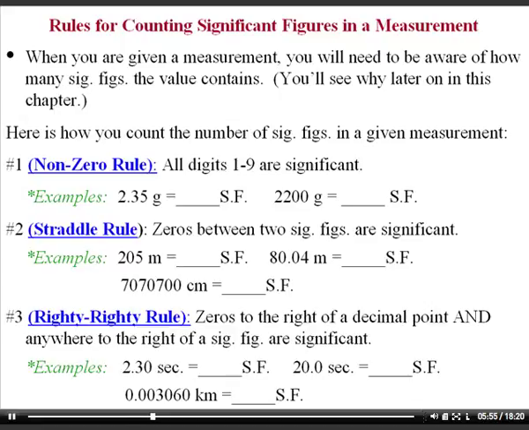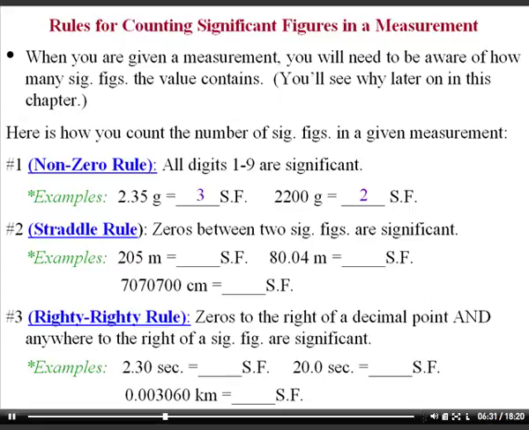So if you had a scale that read 2.35 grams, it would have a grand total of 3 sig figs. If you had a scale that only read 2,200 grams, you would have to assume that it only had 2 significant figures in that measurement. So maybe it can only measure to the nearest 100 grams. So it's either 2,200 grams or 2,300 grams or 2,100 grams. But they definitely knew it was in the 2000s, and they must have estimated that last hundreds place position. So this would only have 2 significant figures. Now the remaining rules deal with zeros.